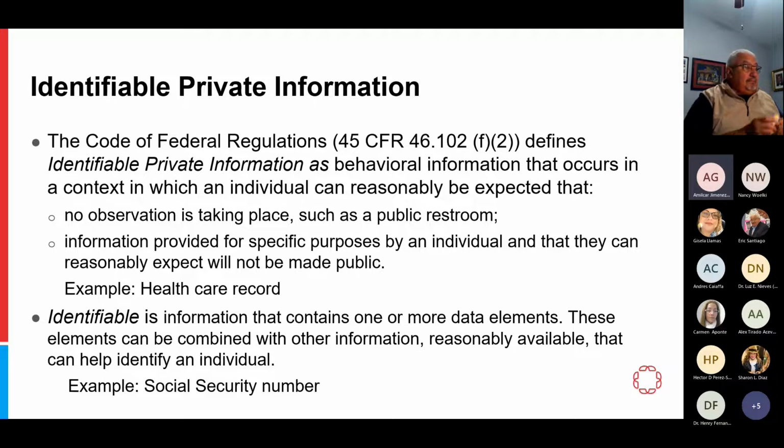Now, identifiable private information is defined by the Code of Federal Regulations as behavioral information that occurs in a context in which an individual can reasonably expect that no observation is taking place, such as in the restroom, and information provided for specific purposes by an individual that they can reasonably expect will not be made public. Healthcare records.